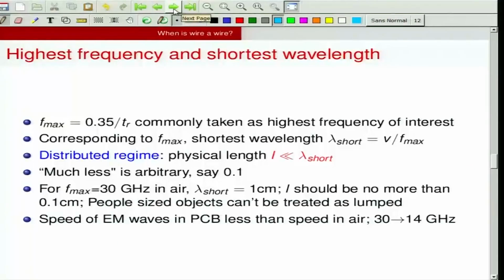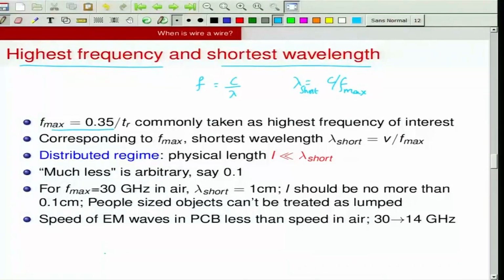So what we have seen is that if you go to time and frequency domain pictures, you will end up having a highest frequency and correspondingly there will be a shortest wavelength. What is the relation between frequency and wavelength? f is equal to c by lambda, so lambda equals c by f. For a corresponding maximum frequency, there will be a shortest wavelength lambda, and this shortest wavelength is given by v by f max.